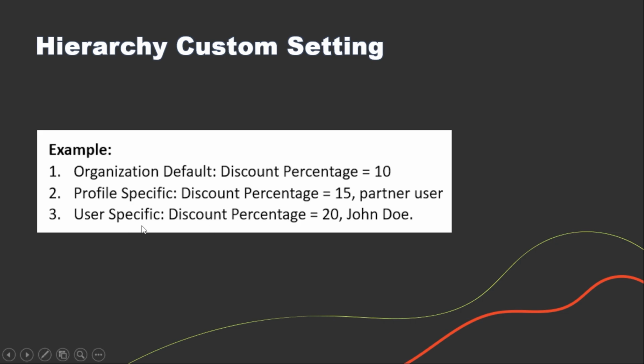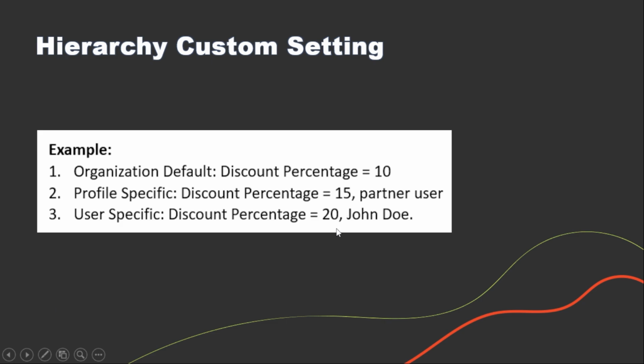And then we have user specific. Let's say there is a person John. If John is trying to sell something or buy something, he'll get a special discount of 20%. He will not get the 10% discount, not 15%.